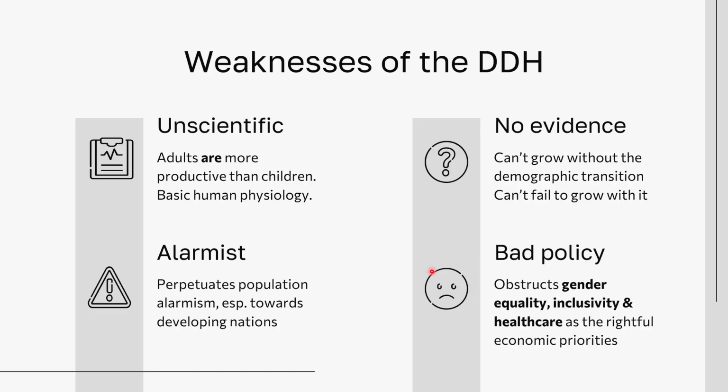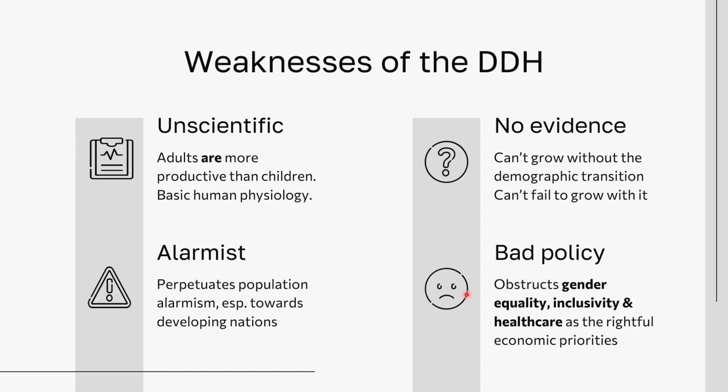Finally, I suppose the greatest problem with the dividend hypothesis is that it effectively makes for bad policy, because it now obstructs the demographic transition as the rightful economic channel, right? It effectively says gender equality, inclusivity, and healthcare have no guaranteed effect on economic growth and productivity, right? Because you might miss the dividend. So that is obviously not productive. It makes it much harder, therefore, for developing countries to rightfully prioritize the demographic transition for economic growth.